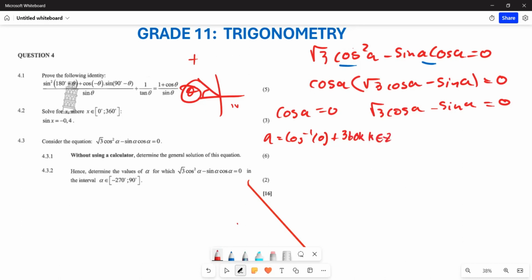What is the answer that you're going to get here? The solution here, your A is going to be the same as 90 degrees, right? Now, let's look at this one. Let me just write this one here.